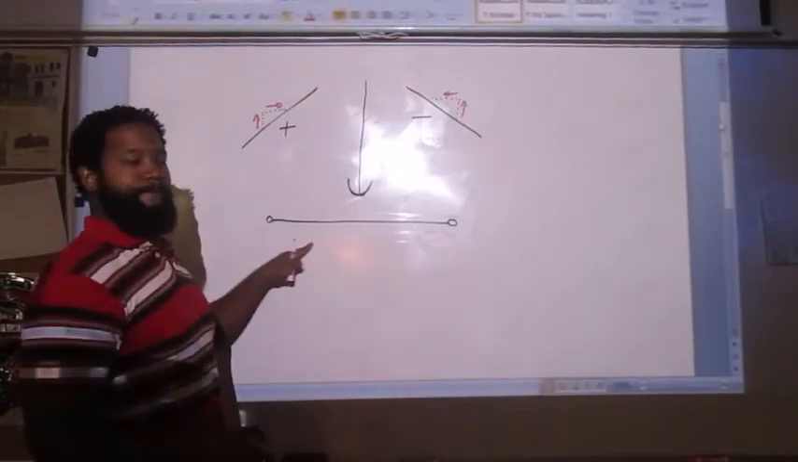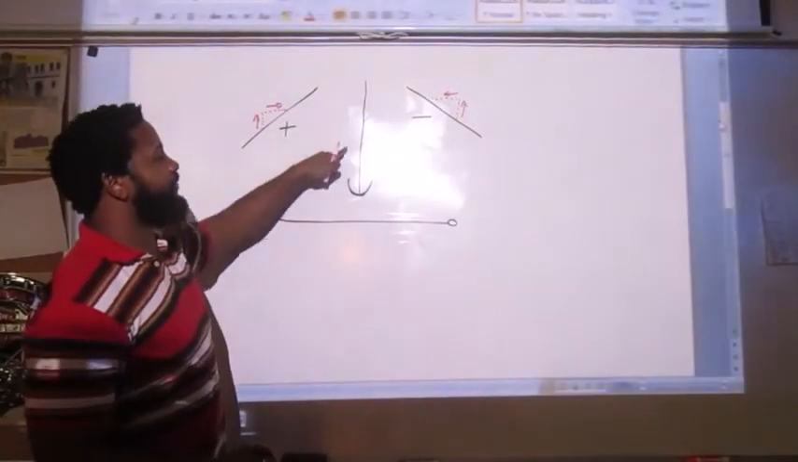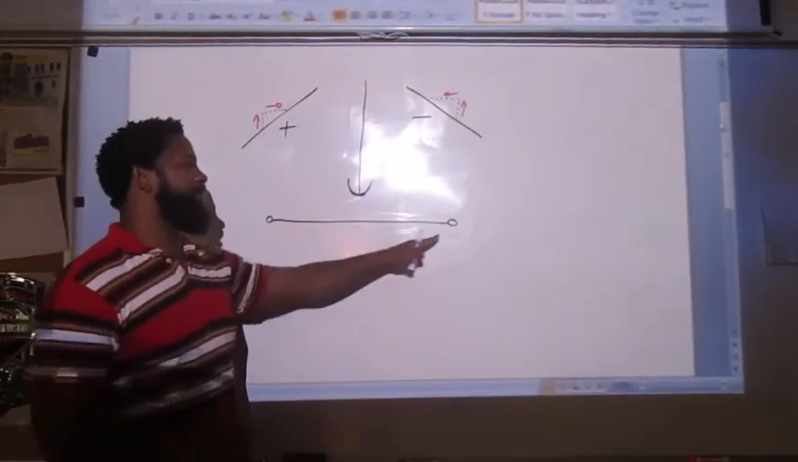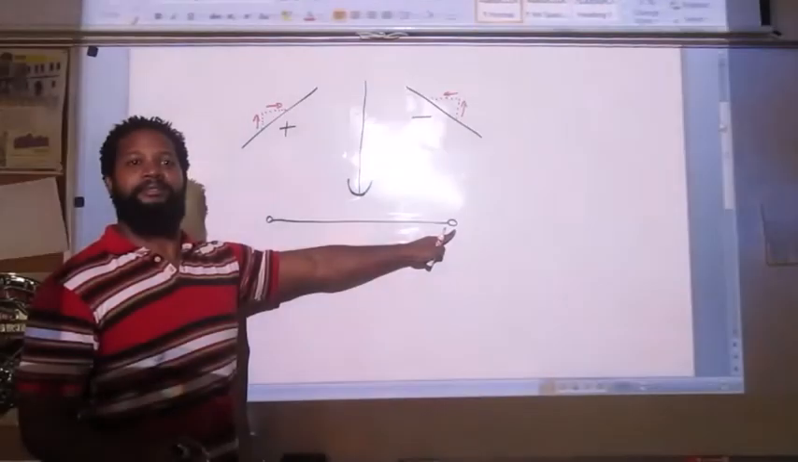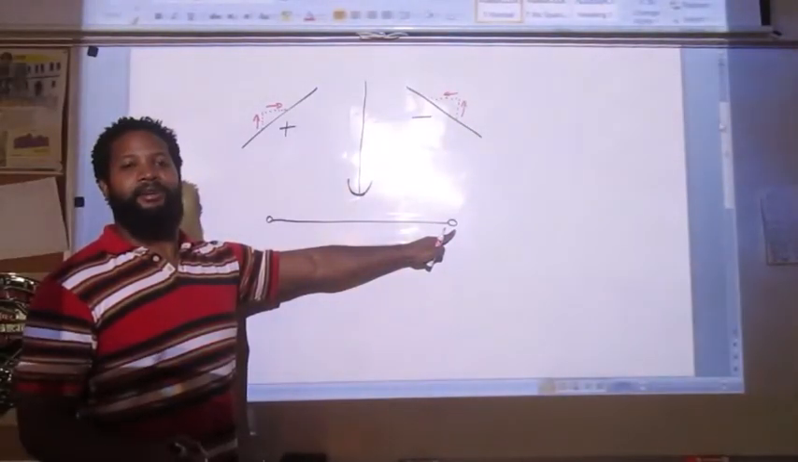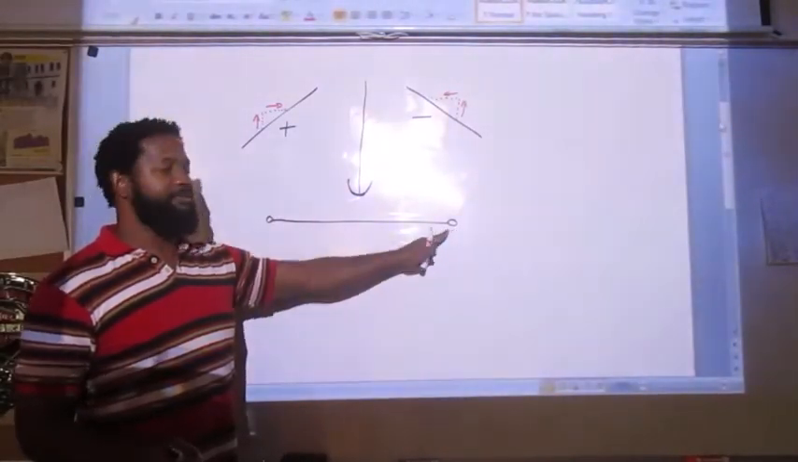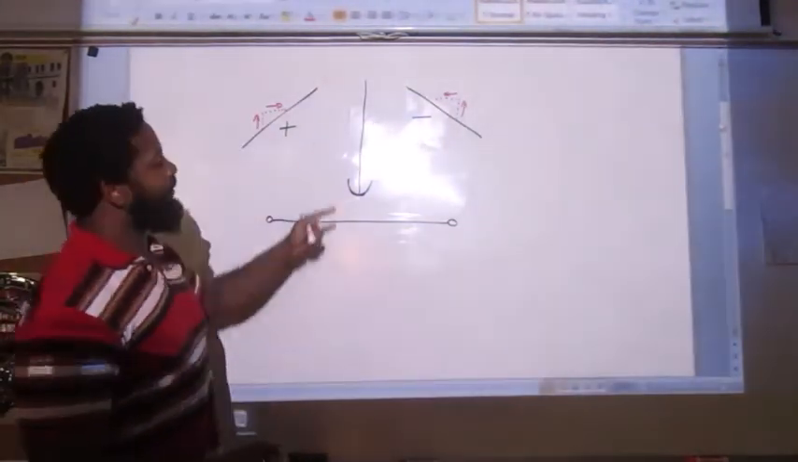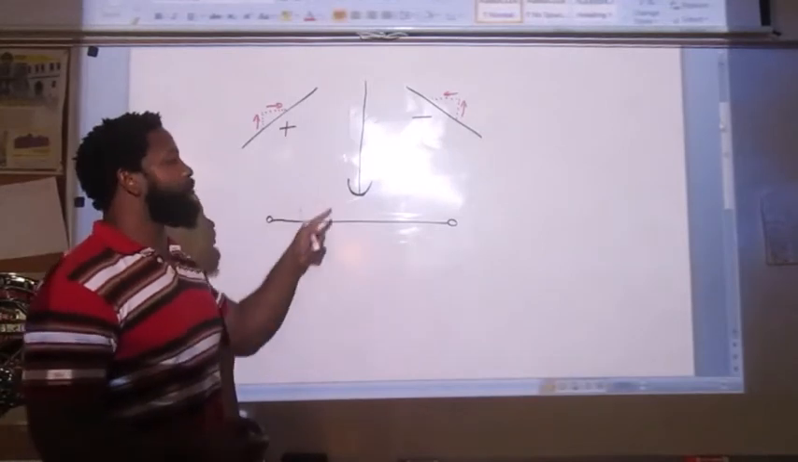Horizontal line. If your line is vertical, it's undefined. For a horizontal line, what number is it at the end of the line? Zero. So if you have a horizontal line, your slope is 0. If you have a vertical line, your slope is undefined.